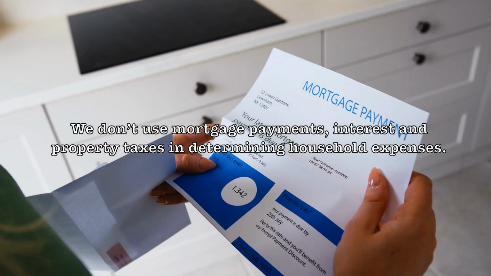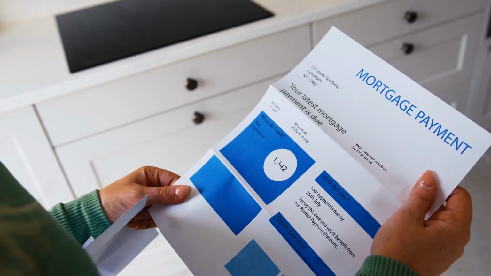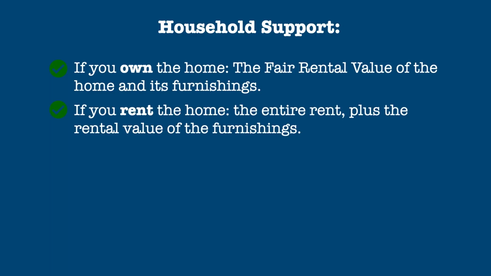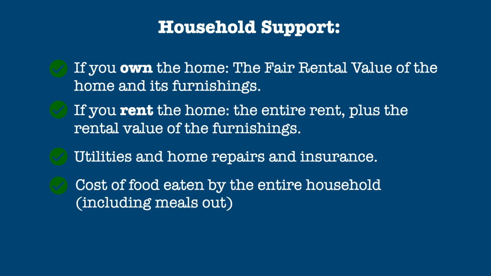Notice that we don't use mortgage payments, interest, and property taxes in determining household expenses. If the home is rented, the full rent is included, plus, like before, 15 to 20% for the rental value of the furnishings. To that, utilities, home repairs, and insurance are added. Food expenses for the household include the cost of all the food eaten by the household, including meals eaten outside the home that the household pays for.